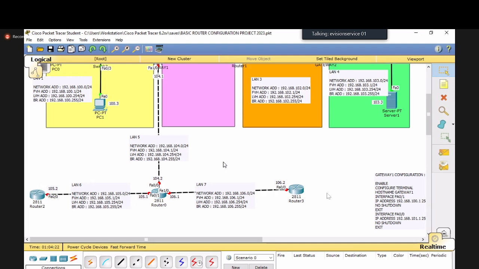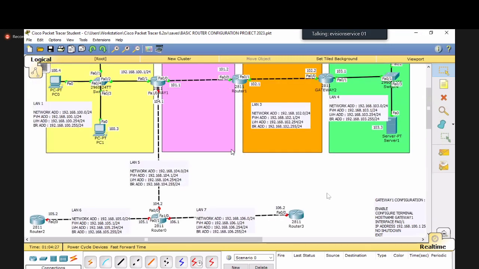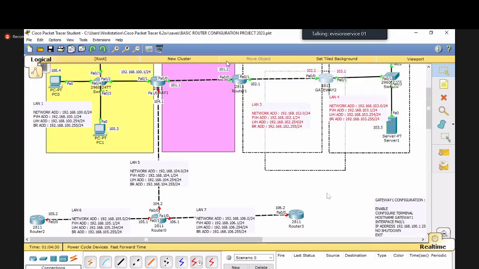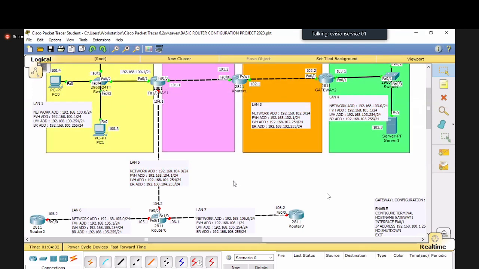So what exactly I want you to do is this. Right now we are doing EIGRP in these 3 routers. What I want is that you should configure EIGRP in these 1, 2, 3, 4 routers. You should do EIGRP. Okay.